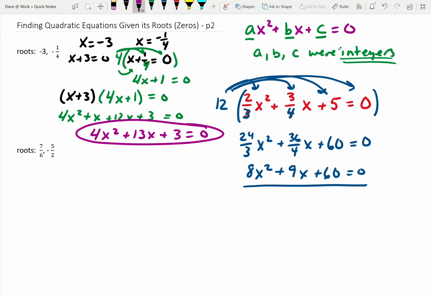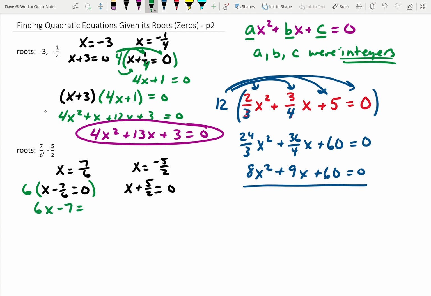So let's look at the second example. If I have x equal to 7/6 and x equal to -5/2, first I would come up with x minus 7/6 equal to 0, and I would also come up with x plus 5/2 equal to 0. But what I would do is multiply this first equation all by 6, and so I could come up with 6x minus 7 equal to 0. The second equation, I would multiply everything by 2, and I can come up with 2x plus 5 equal to 0.